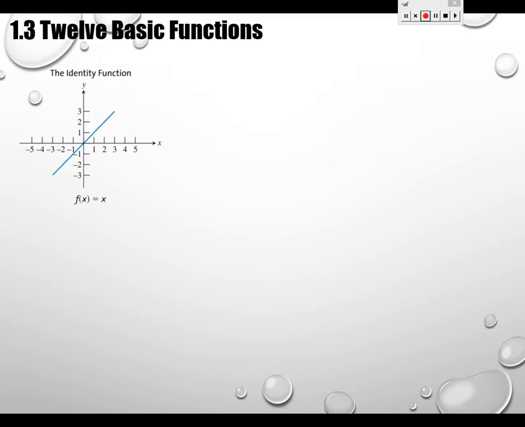Like this is y equals x. Please, you don't need to graph this in your notes. They're just going through and identifying these so that we have a launch pad for conversation about the stuff we were talking about on Thursday.